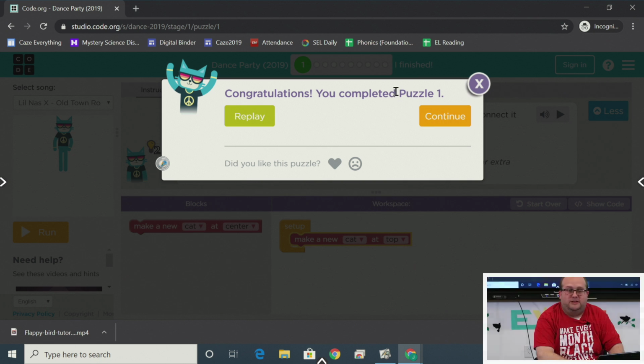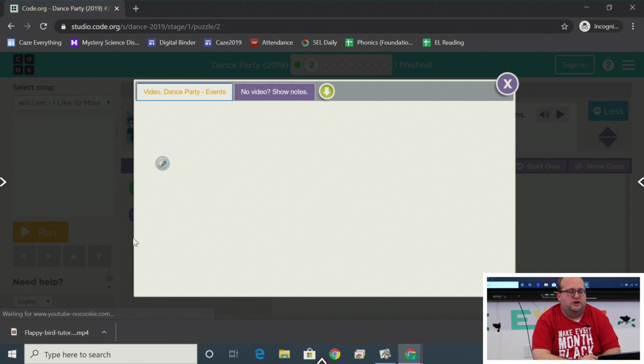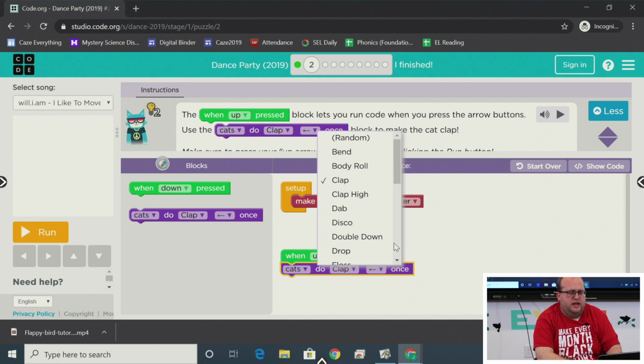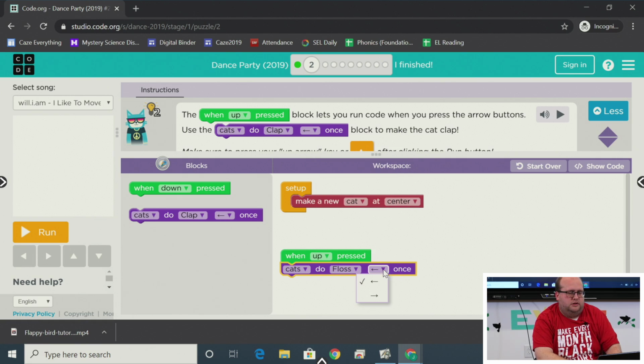I'm going to click, I completed puzzle 1, I get to click continue. Now there's something new for me to do, a new piece of code. Close that, and now I'm going to say when I push up, the cat is going to do what? Well, it says clap, but I can change that. I'm going to have him do the floss. Do I want him to go left or right? I think left. No, right.